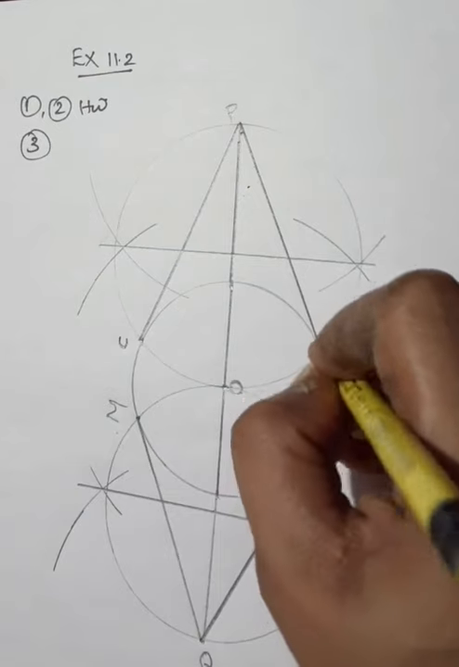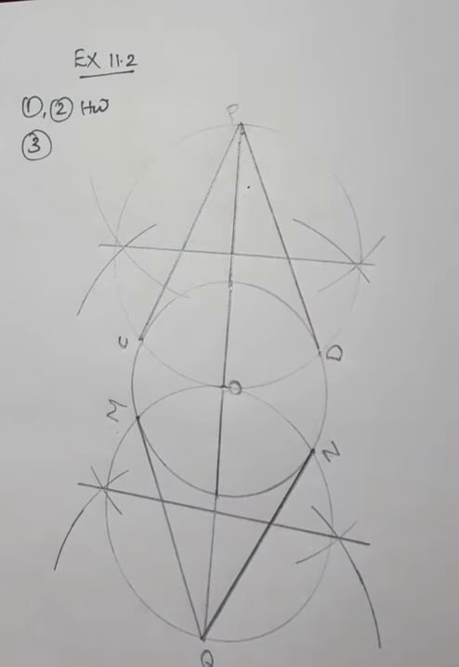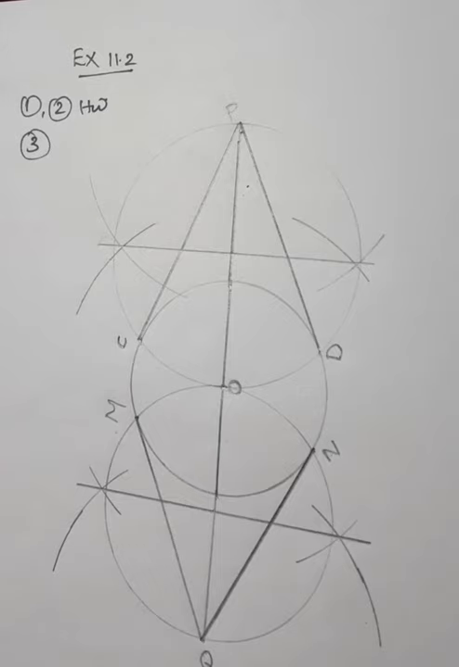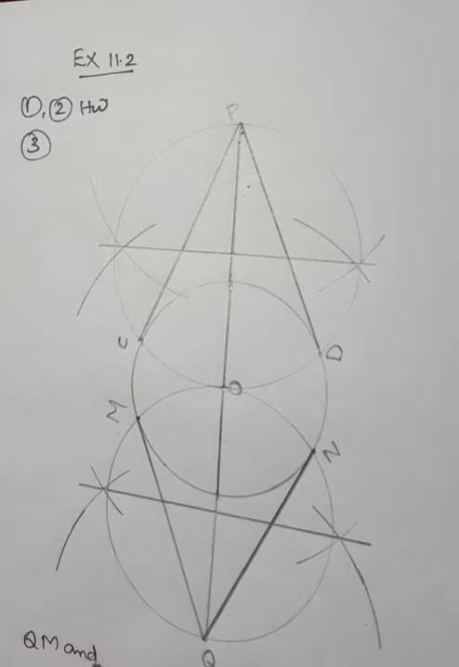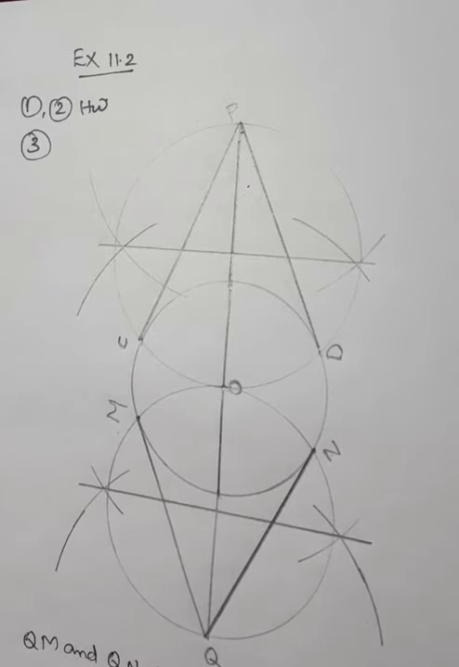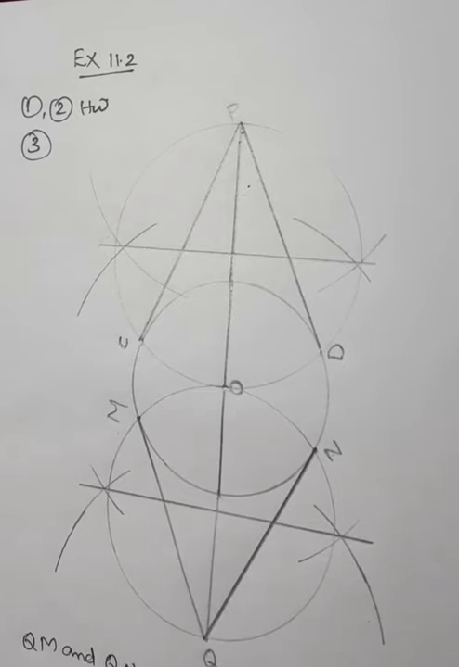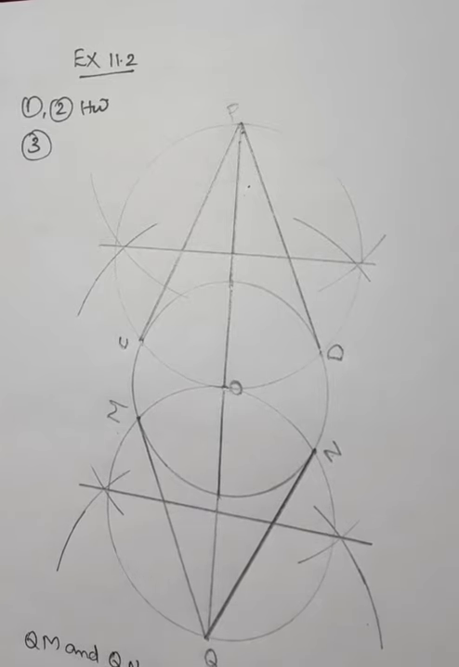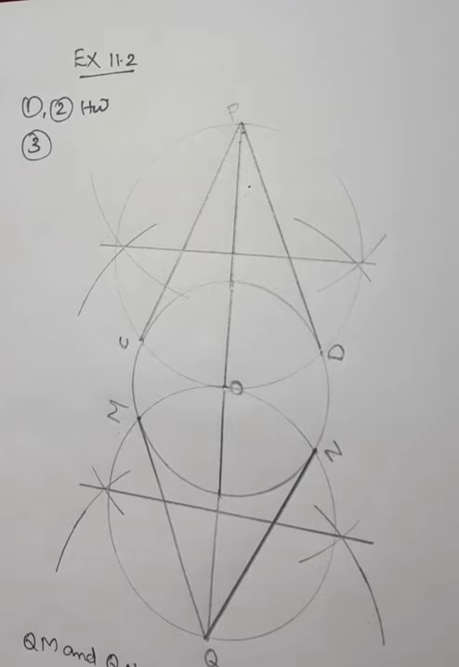So QM and QN are the required tangents. Also the next case, PC and PD are the required tangents.